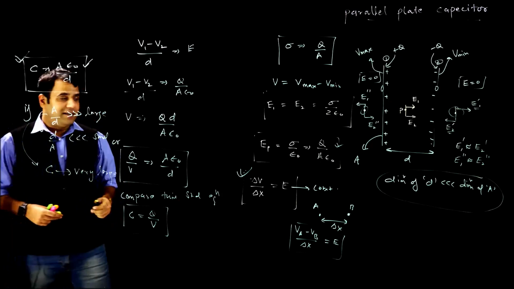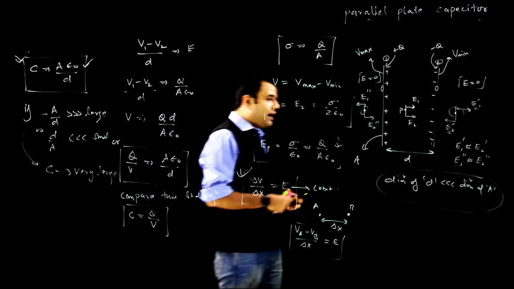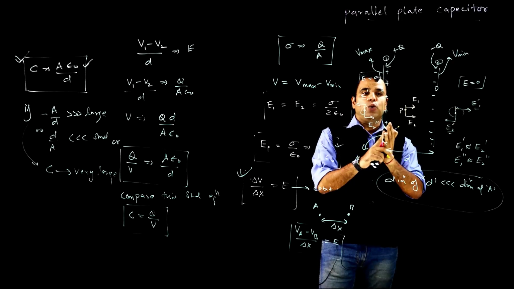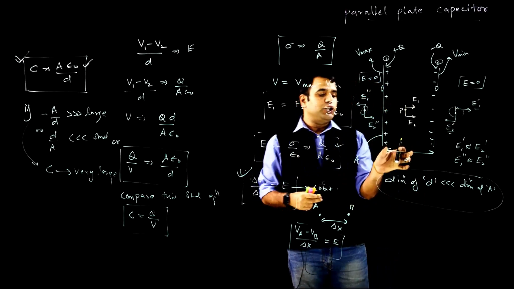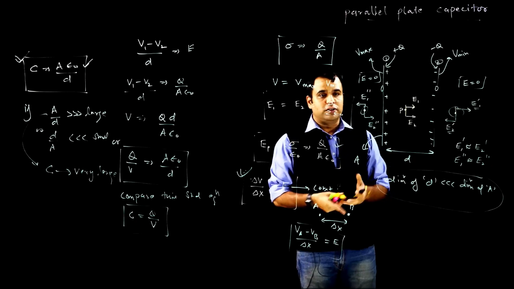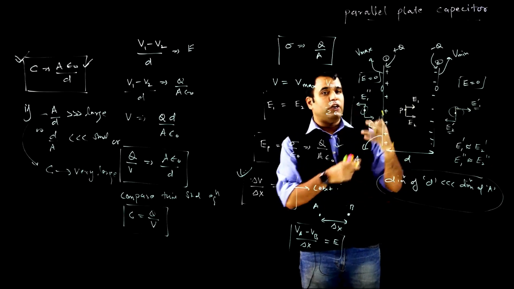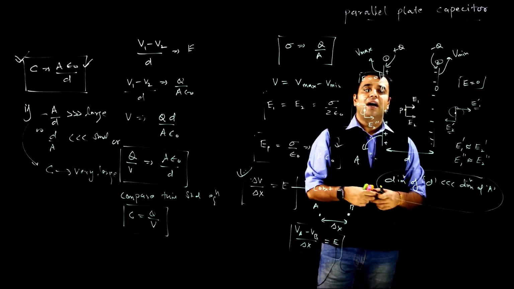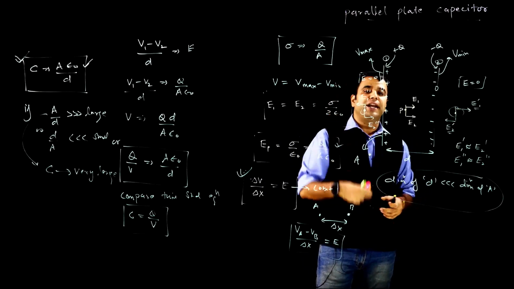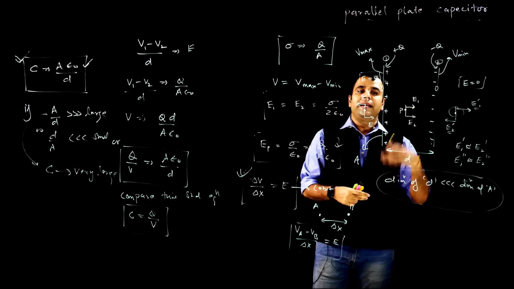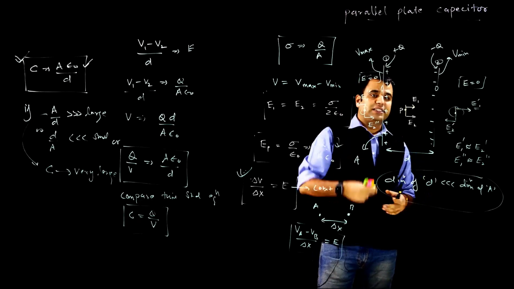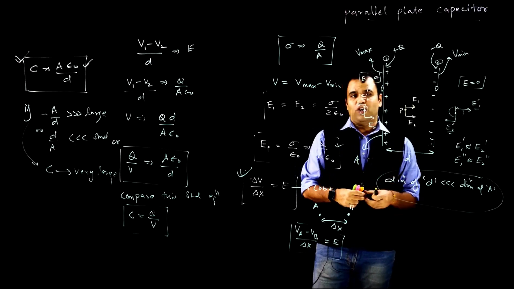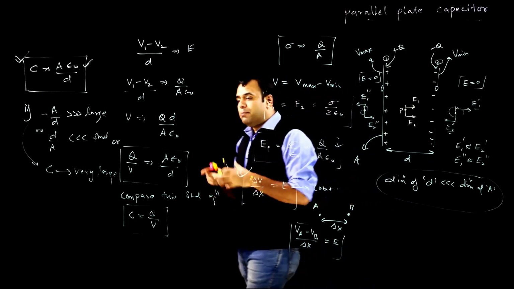So if you want a large capacitance, in that case, these plates should be very, very near to each other. Or we can say the ratio of D upon A should be very small. The dimensions of the cross-section area should be very large compared to the distance between the plates. So if the dimensions of the cross-section area are in meters, this distance should be in millimeters. If the dimensions of the cross-section area are in millimeters, the distance should be in micrometers. That's how we go, because we want more capacitance.